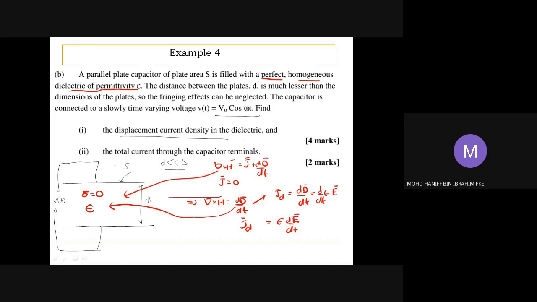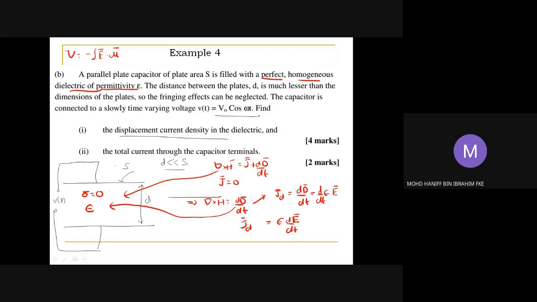We need to find the relationship between E and V. We have learned this from our discussion in chapter 4. We are not given the E field, but we are given V(t), the potential between the plates. So we can use the information of V(t) to find the E field, based on the equation in chapter 4, whereby V equals the negative integration of E dot dl.